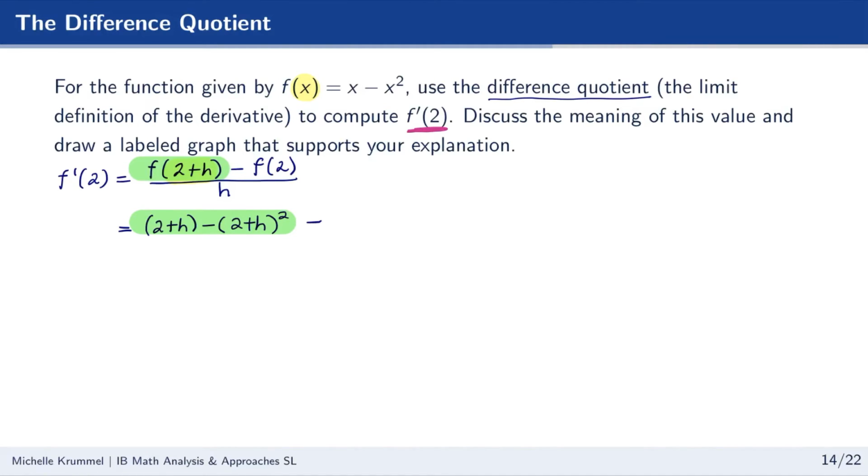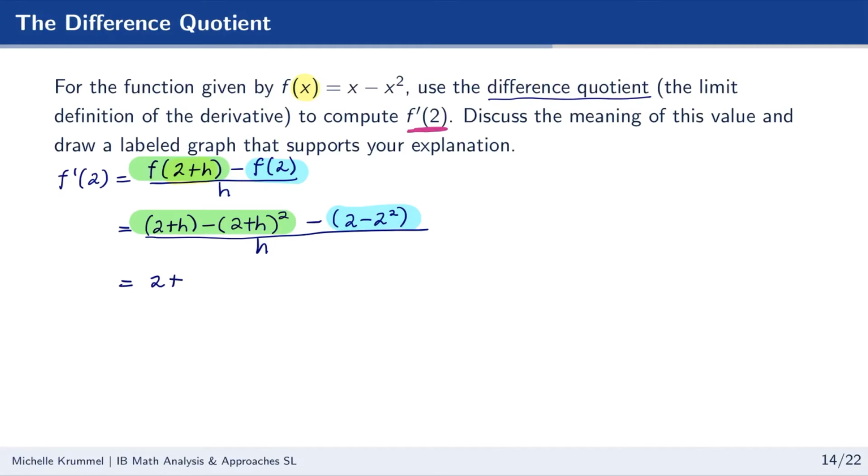Minus f of 2. F of 2 means go to the function f of x and replace x with 2. So 2 minus 2 squared. And we'll highlight that. F of 2 over h. Now we need to simplify this algebraically.